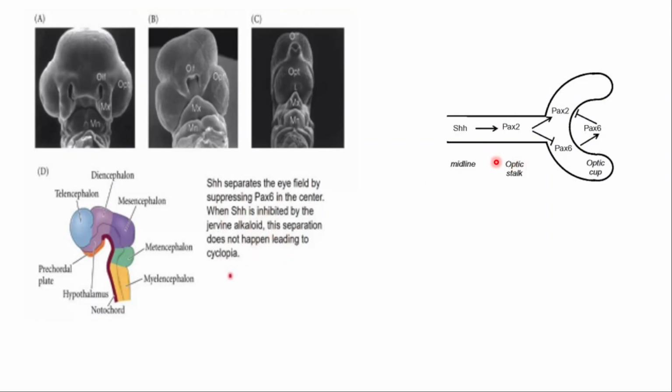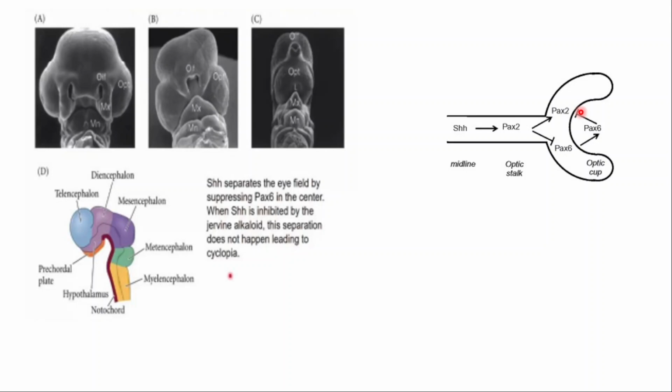And on my right is the molecular diagram showing that in the midline SHH will promote expression of PAX2. PAX2 is in the optic stalk. Now PAX2 will inhibit PAX6 in the middle, thereby creating the optic cup. Optic cup, two optic cups on both sides.